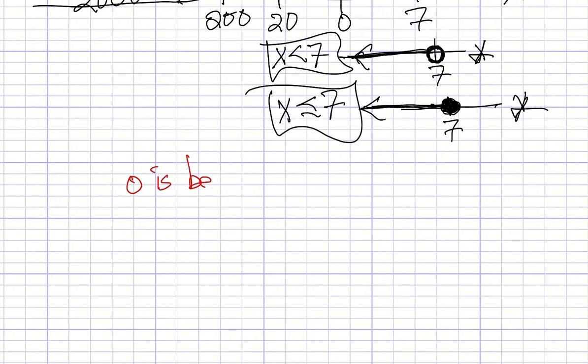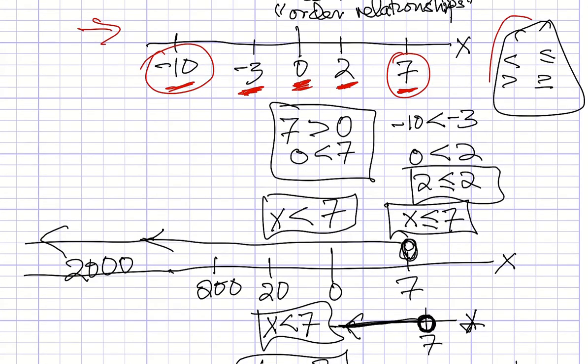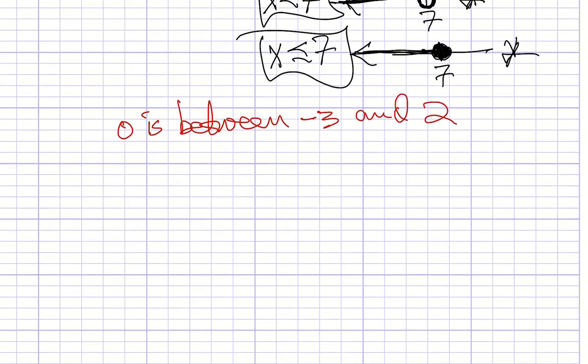0 is between minus 3 and 2. How do you represent that using any of our 4 symbols right here? Using any of those symbols. Remember, let me draw it again. 0, 2, minus 3. 0 is between minus 3 and 2. How do you represent that? Here's how you represent it.